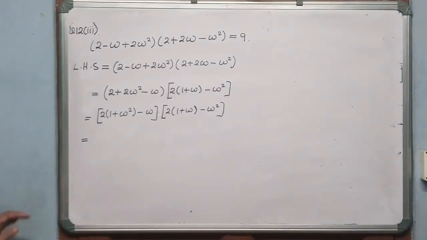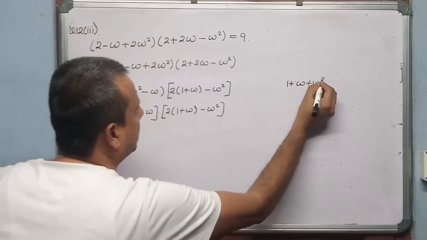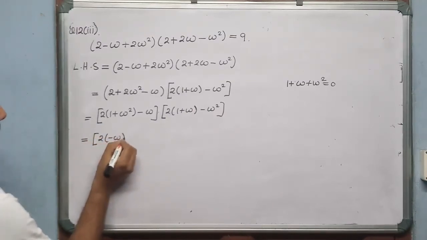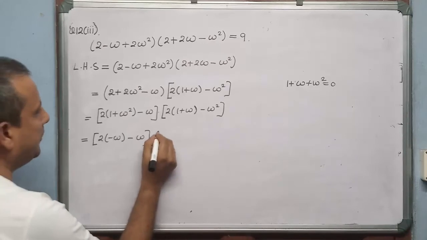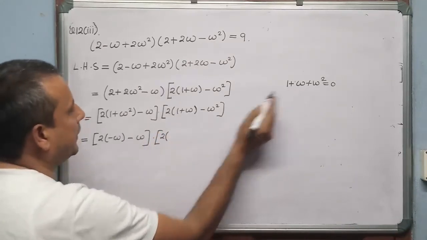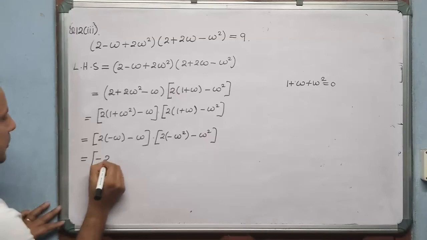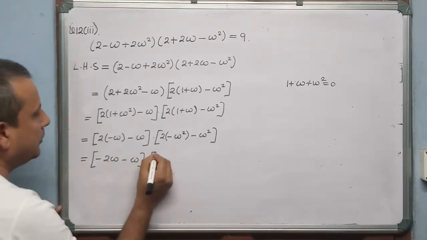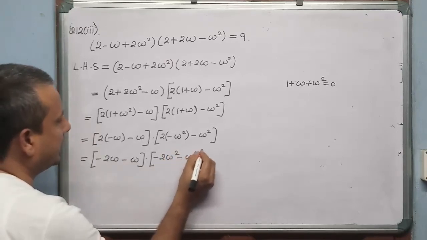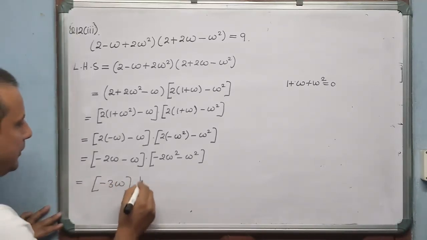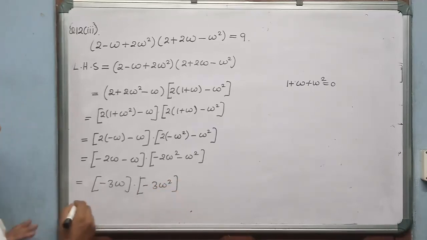1 plus omega square. Using the same property, 1 plus omega plus omega square equals 0, what will be the value of 1 plus omega square? 1 plus omega square is 2 into minus omega, minus omega. And similarly 2 into 1 plus omega, 1 plus omega is minus omega square. Minus 2 omega minus omega into minus 2 omega square minus omega square. Now this is minus 3 omega into minus 3 omega square. Minus into minus plus, 3 times 3 is 9 omega cubed. 9 omega cubed means 9 into 1, that is 9.